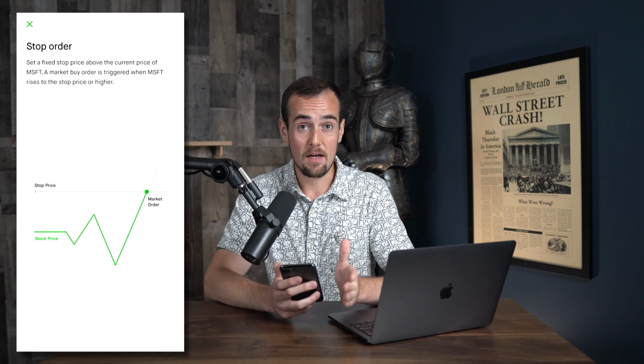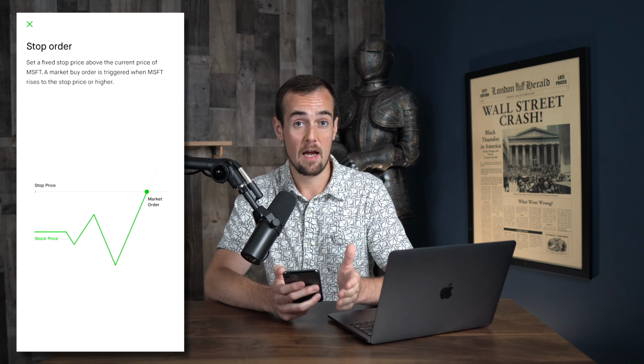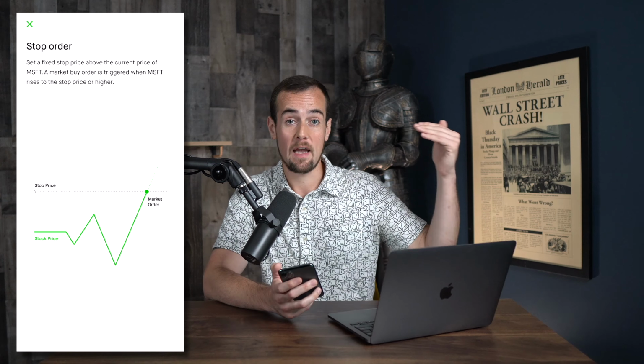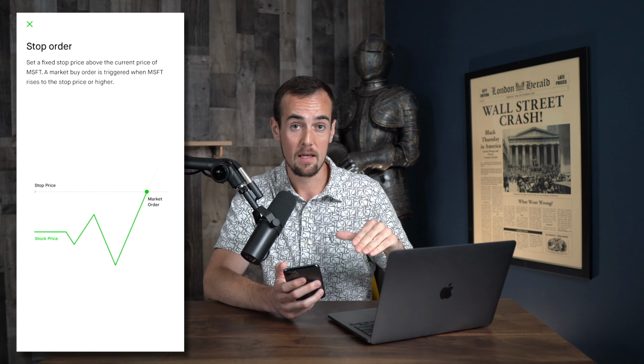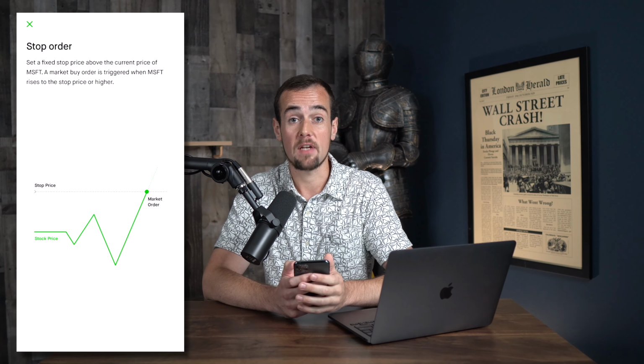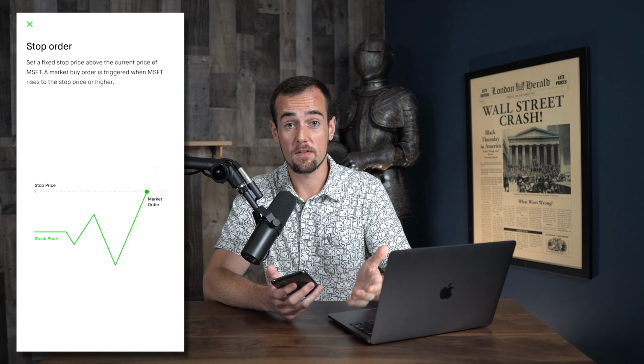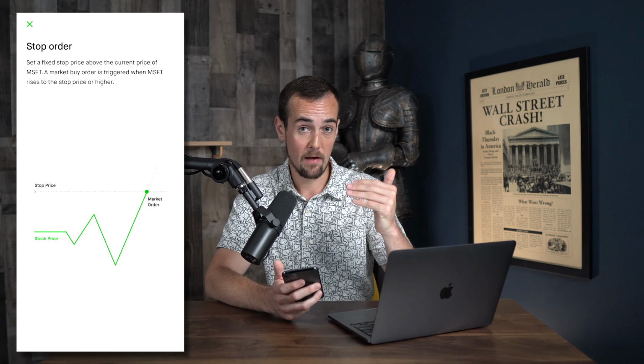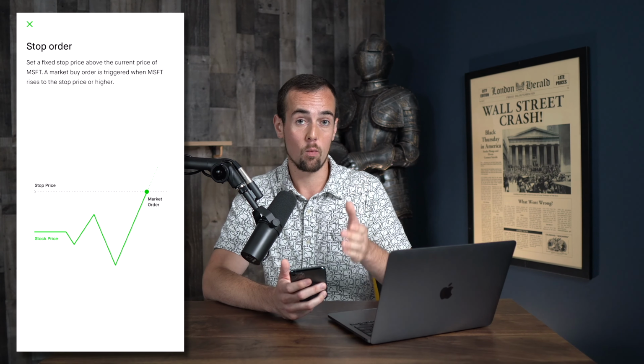Like I said, this is not too common, but if you're using technical stock analysis, for example, and watching charts and waiting for a stock to break out of a certain price level before you buy it, that is when you might want to use a stop order, for example. Or you could set a stop loss if you wanted to automatically sell a stock if it fell below a certain price level that you weren't comfortable with.